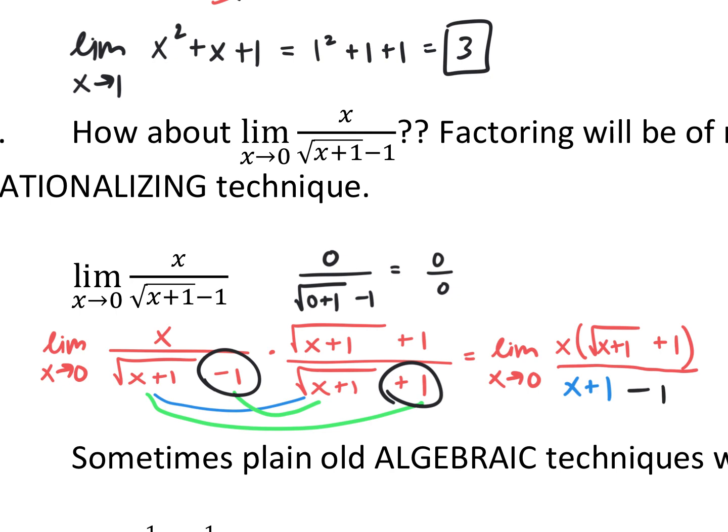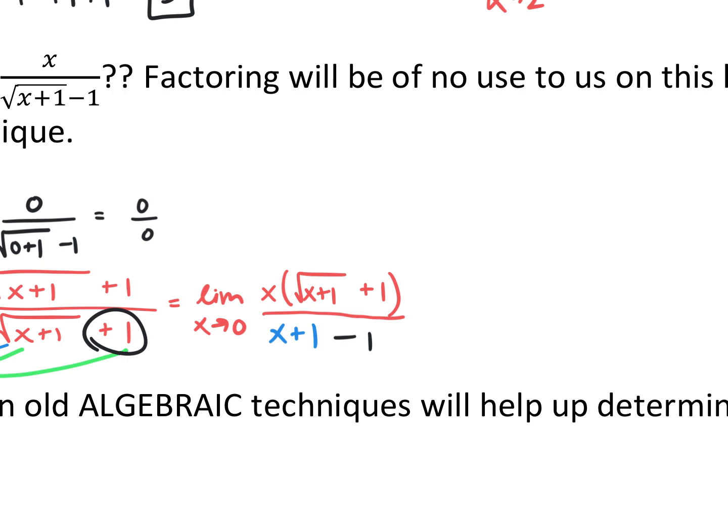Do we all follow with that distributing there? Okay. Good stuff. And now I'm just going to go ahead and simplify some things. I've got now the limit as x approaches 0 of x over square root of x plus 1 plus 1.